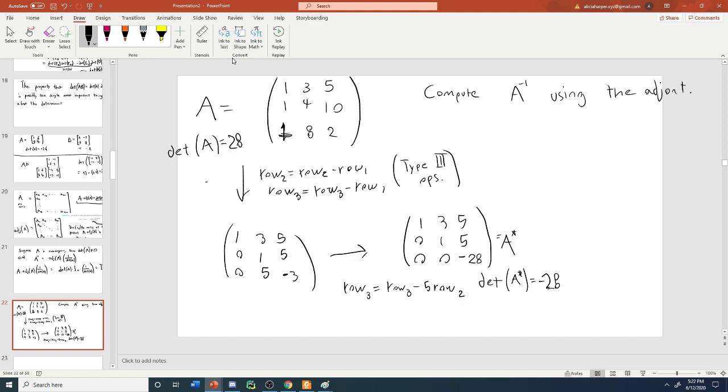All right, so we have already solved one of the things that we need to know to compute the adjoint. But the adjoint is also going to involve a lot more computation because we have to compute a ton of different cofactors. So let's take what we have now and go to a new slide.